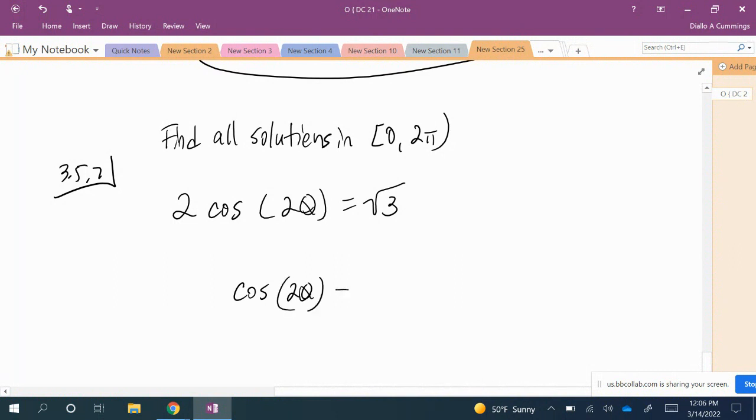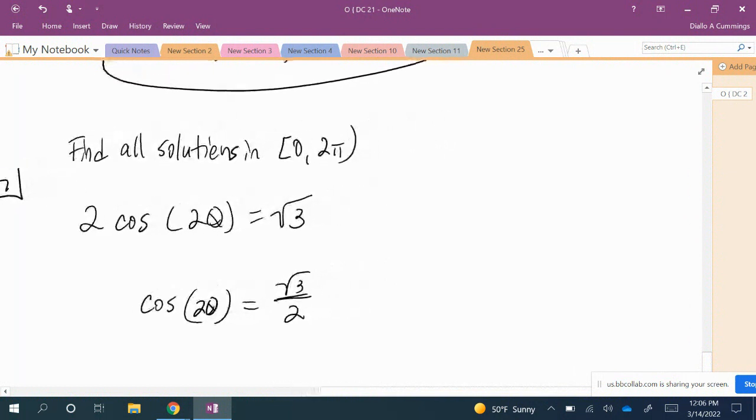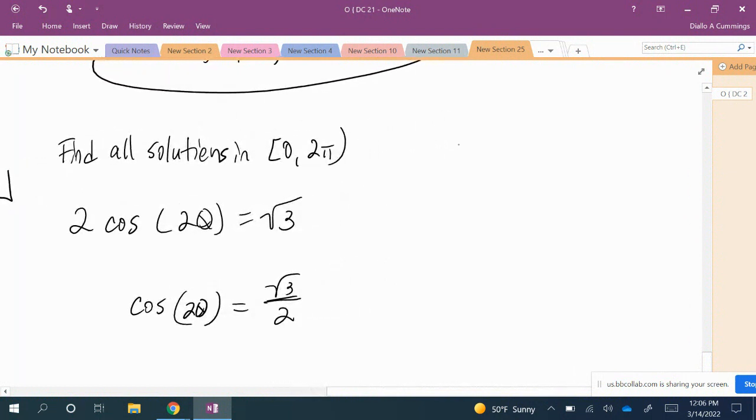All right, so the cosine of 2 theta is square root of 3 over 2. Now before, we saw something that looks like this, right? The cosine of theta. So we went around from 0 to 2 pi. But this says 2 theta. So I just want to show something for a second.